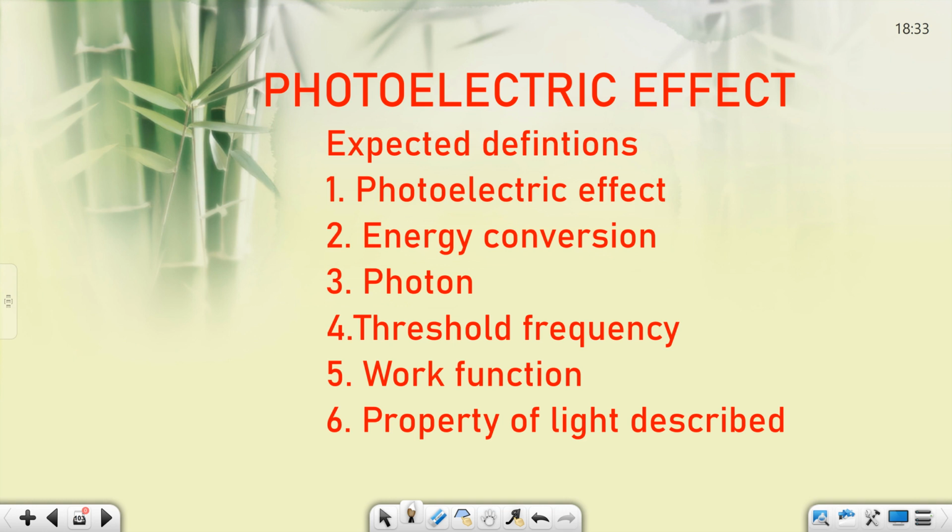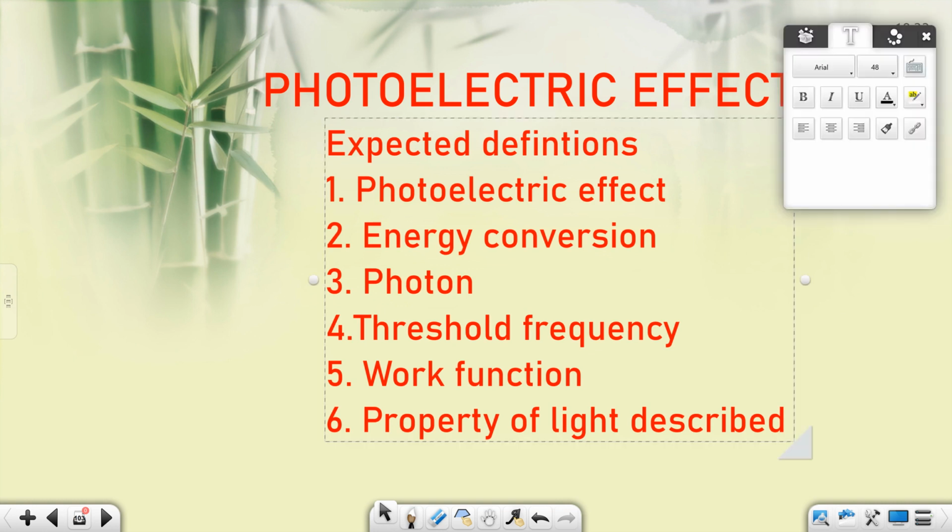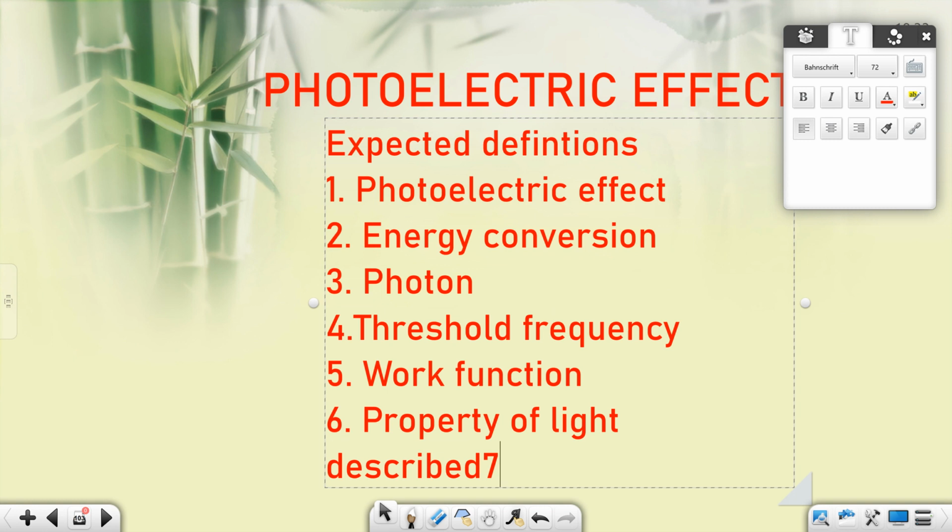What is a photon? A photon is a packet of energy or a quantum of energy. All right, so it contains lots of energy. That's what we mean. Okay, then we have threshold frequency. I should actually quickly add to this. Number 7, I should add emission and absorption spectrum. Okay, those are important things that we need to know.